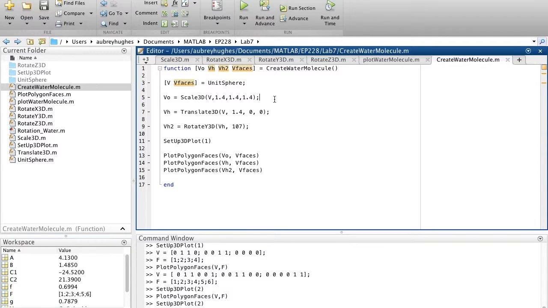That's our oxygen atom or molecule. Oh boy. No, they call it molecule in the notes, so we'll go with that.